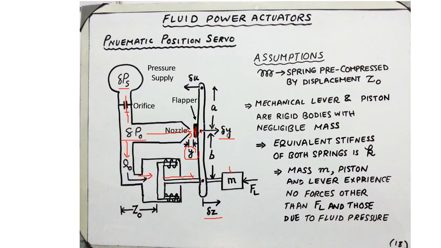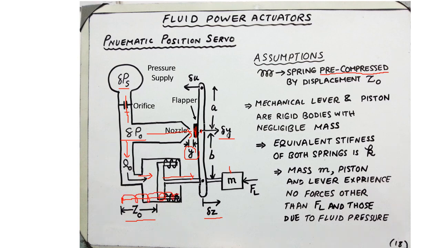Assumptions about this system is that the piston is loaded with the pre-compressed spring, right? So we're saying that the springs in this case are pre-compressed, they are already compressed by some displacement Z naught. In other words, if we allow the springs to uncompress, their leftmost terminal will reach somewhere over here, and that will be the equilibrium position of the spring, both the springs in fact.